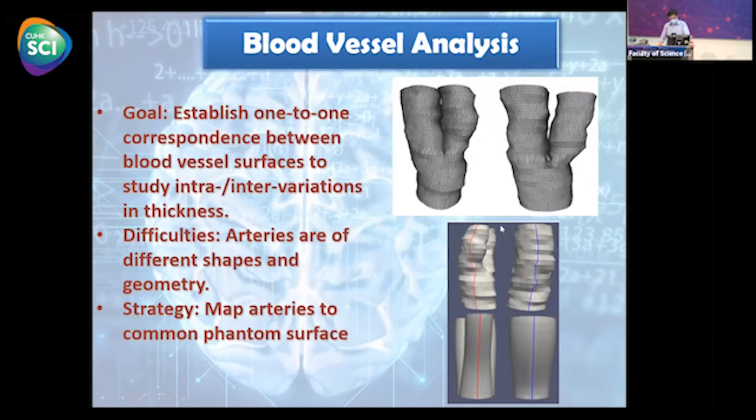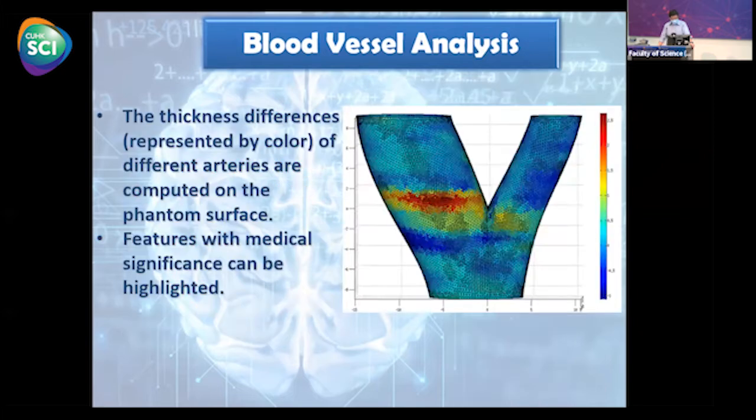So what we can do is map the complicated blood vessel to some phantom blood vessels. And then using the registration technique, we can consistently map the blood vessel. And then we can use some geometric quantity to study the thickness variations of the plaque. And then it helps doctors visualize the thickness of the plaque before and after treatment, right? And this helps doctors to understand the disease progress.